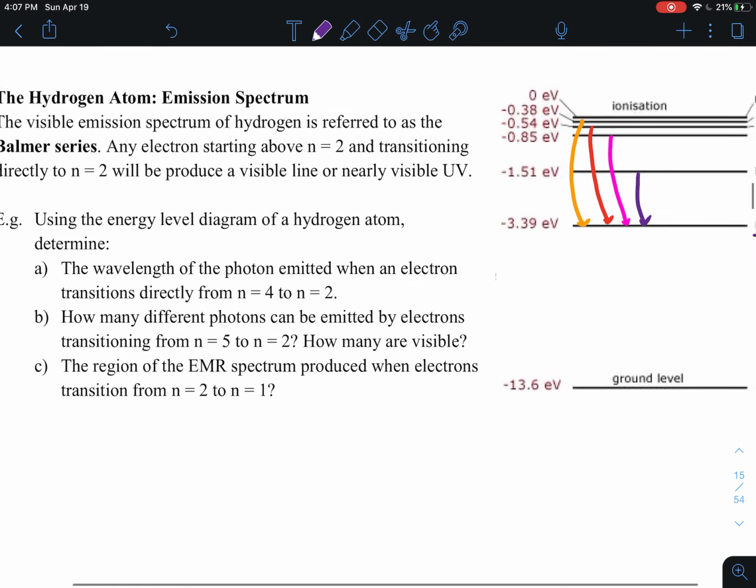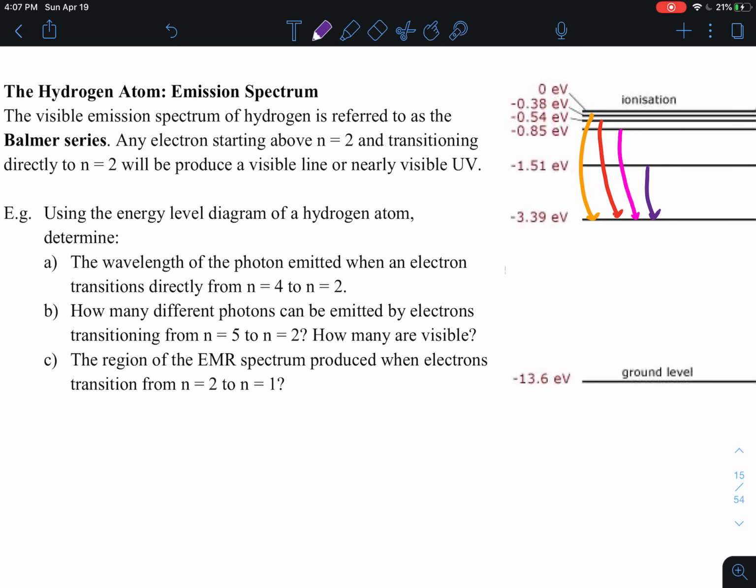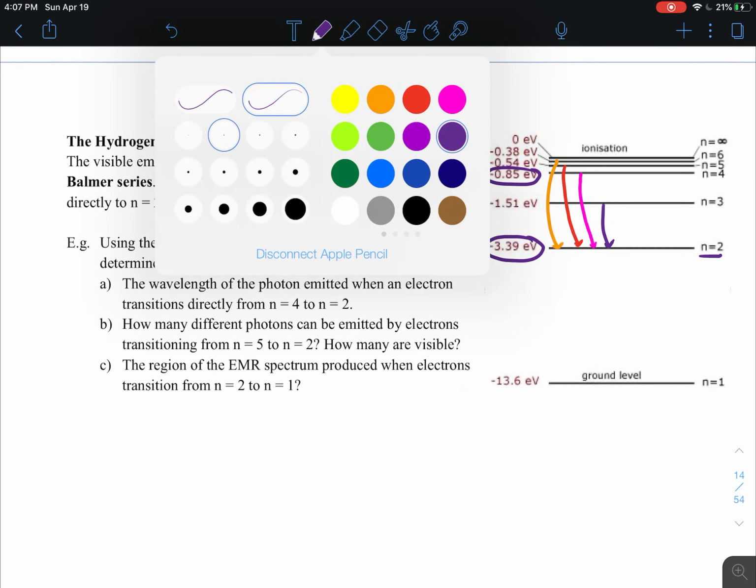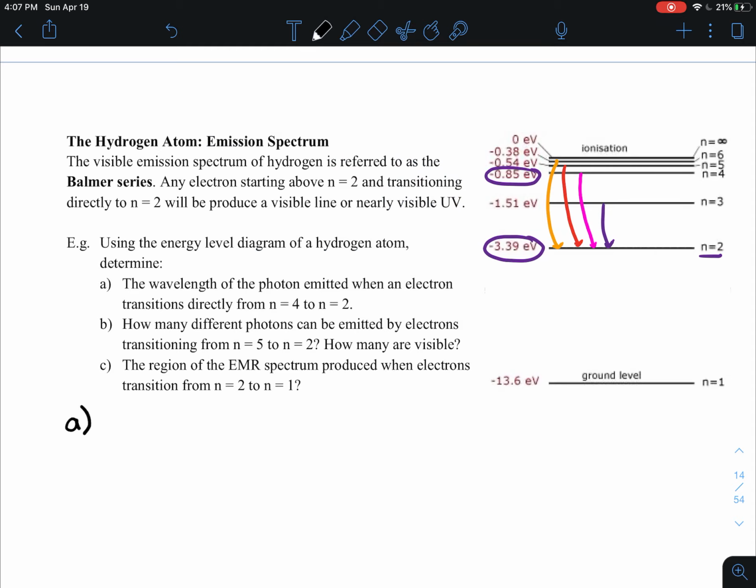So using the energy diagram for hydrogen, find the wavelength of a photon emitted when the electron goes from 4 to 2. Looking at this, we are going from 4, which is negative 0.85, down to negative 3.39. So let's use that to find the first part. Question A: we are finding the change of energy, which is E final minus E initial. The final energy is negative 3.39, and we're subtracting from it the initial of negative 0.85.